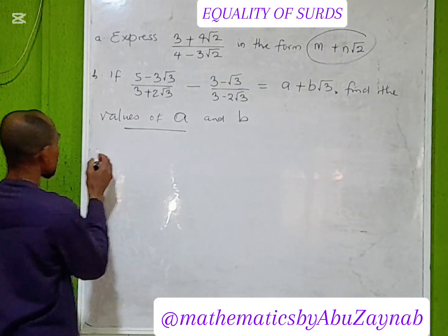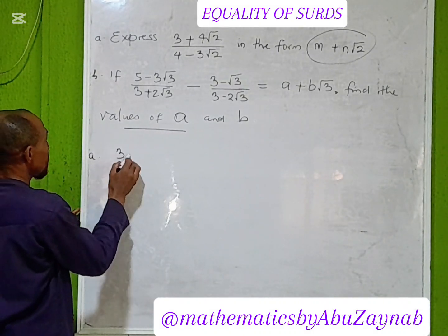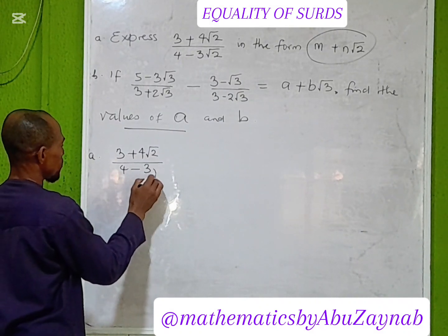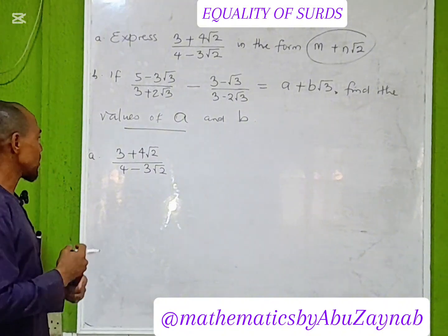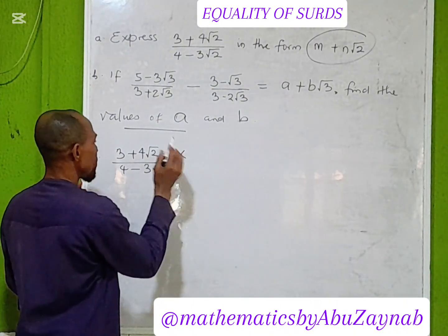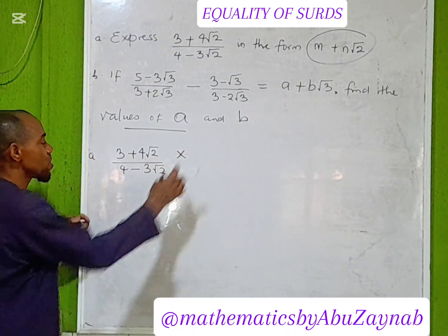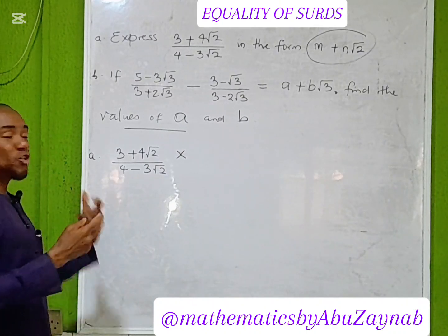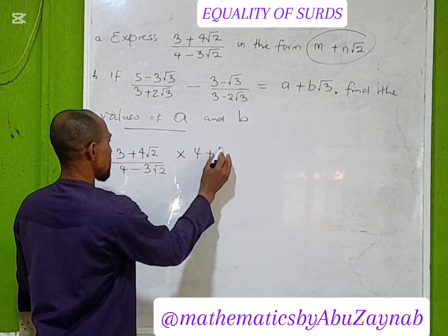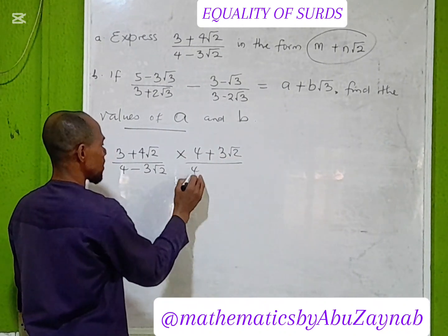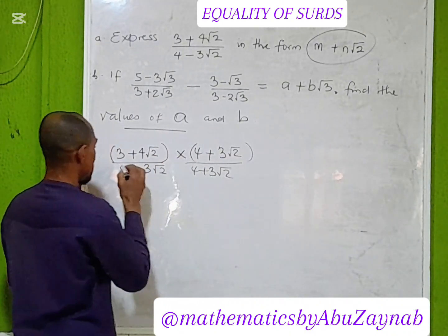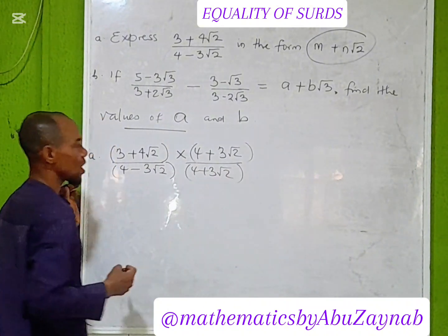Basically, let's take example 1. We have 3 plus 4 root 2 over 4 minus 3 root 2. This is pretty much like the last lesson on the division of surds. So without wasting much time, we adopt the concept of multiplying the numerator and denominator by the conjugate of this denominator. The conjugate, if you can recall, is 4 plus 3 root 2 over the same 4 plus 3 root 2. So we simply expand both numerator and denominator.